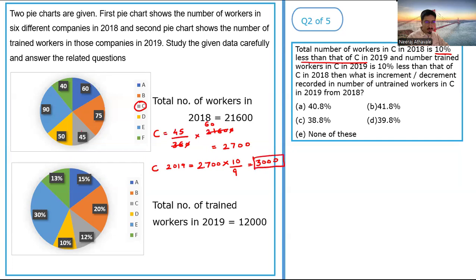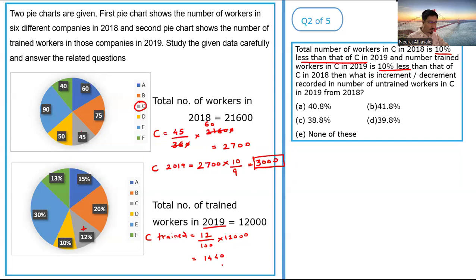So these are the number of workers in C in 2019. Number of trained workers in C in 2019 is 10% less. So first of all, in 2019, C is how many? So C trained is equal to 12% of 12,000. So that comes out to be 1440, right? Now trained workers in 2015 will be what?